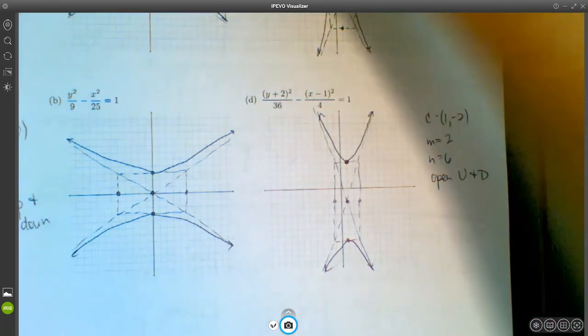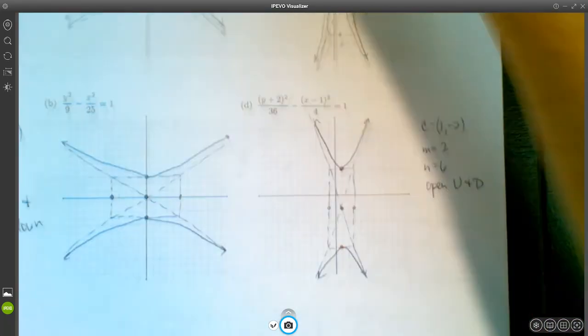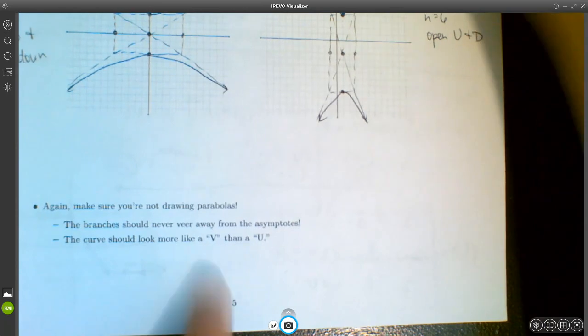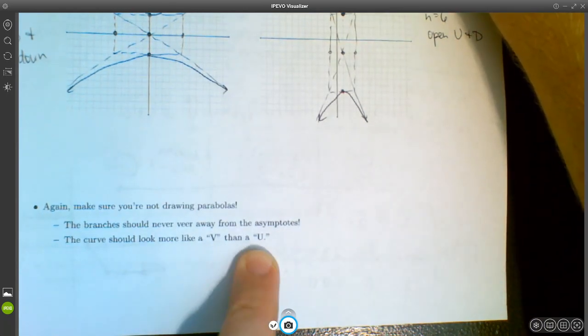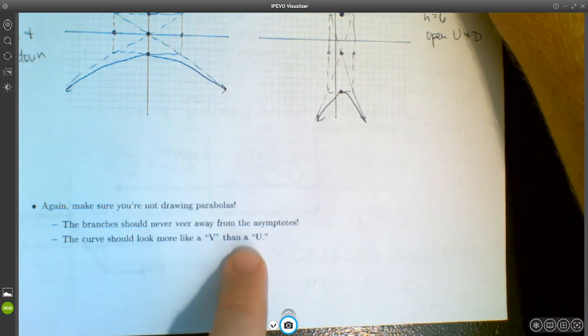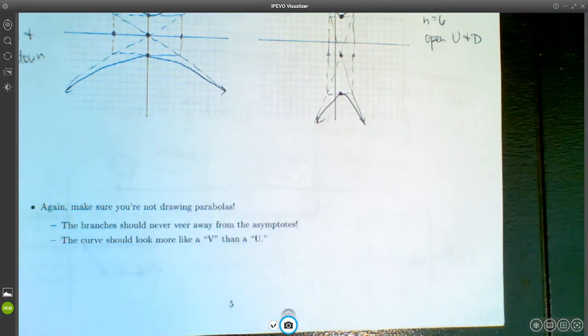Okay, so that's all I have to say about ellipses and hyperbolas. Again, make sure that you're drawing a hyperbola, like a V, not an ellipse, or not a parabola, like a U. Okay, so that's it for 5.2.